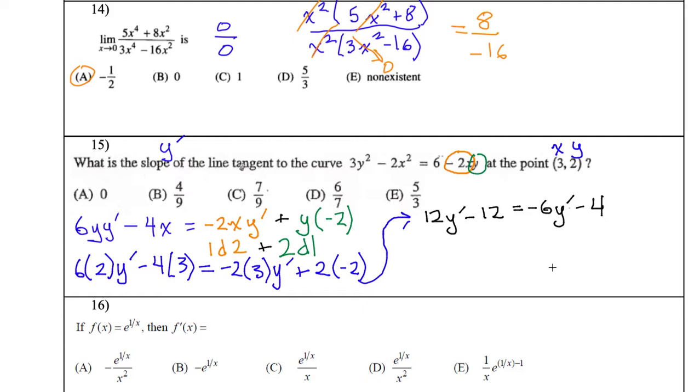Now I need to solve for y prime. I'm going to choose the left-hand side for my y primes to make them positive. So I have an 18y prime is equal to, I'm going to add 12 to both sides, and I get 8 on the right-hand side. Divide both sides by 18 and simplify my fraction. My y prime is equal to 4/9. Correct answer, B.